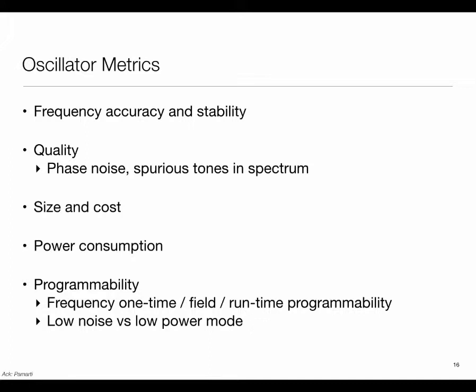Then you have all these other measures of quality like phase noise and spurious tones in the spectrum. Spurious tones refers to the fact that most oscillators also have harmonics in which they oscillate. So on your supposed 1 gigahertz clock, there might be harmonics or subharmonics which exist. They are just very low energy, so you don't see them very easily, but they can cause problems also. Size and cost, power consumption, how programmable it is. All of these are things that you might care about.